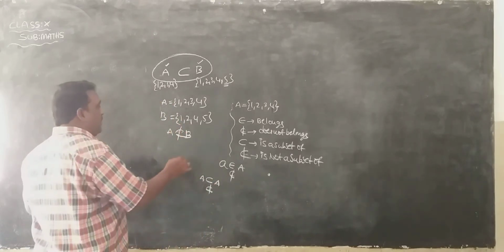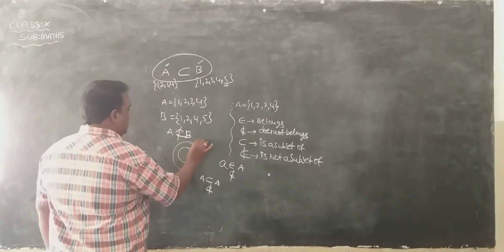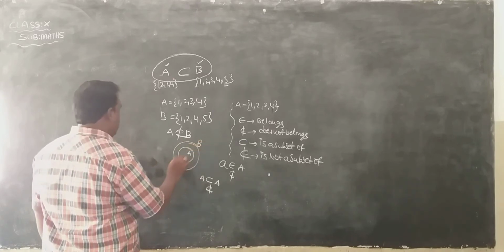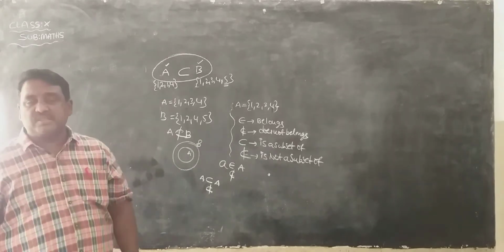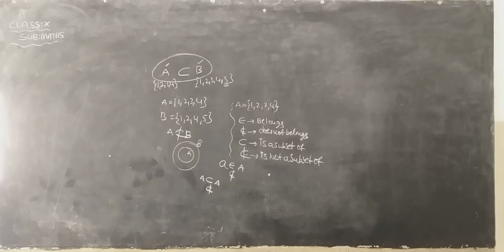And through a diagram also, I told you, there are 2 circles. Let us take the small circle as A and the big circle as B. Then we say A is a subset of B.